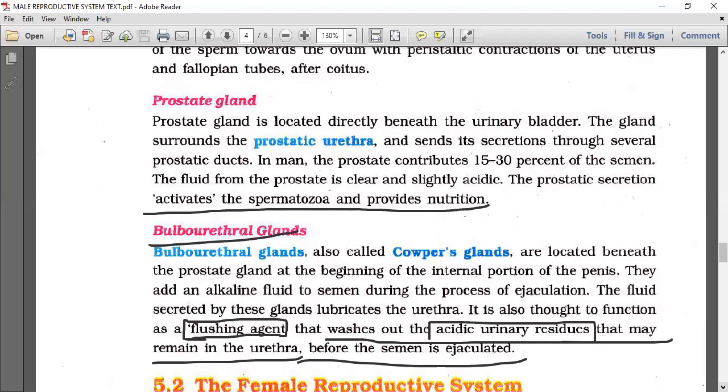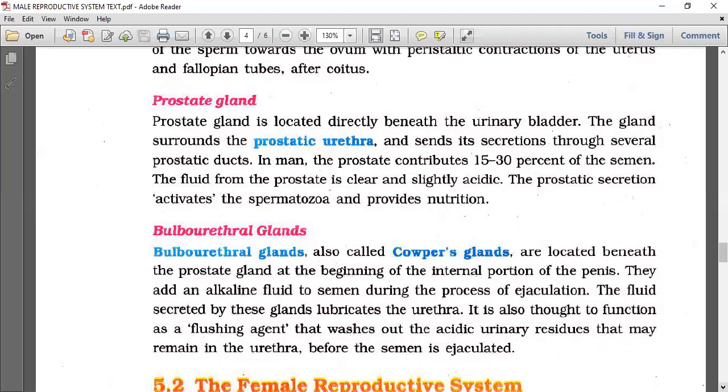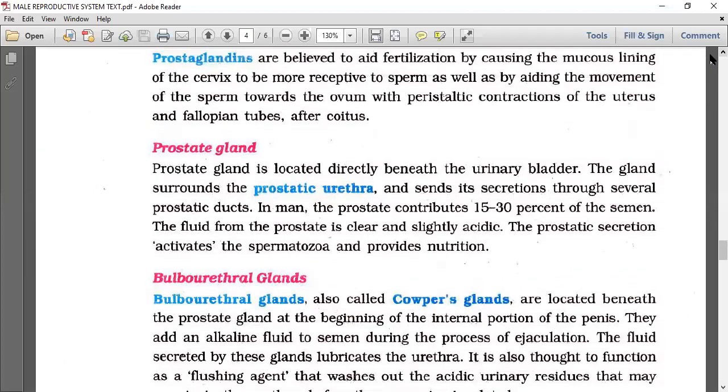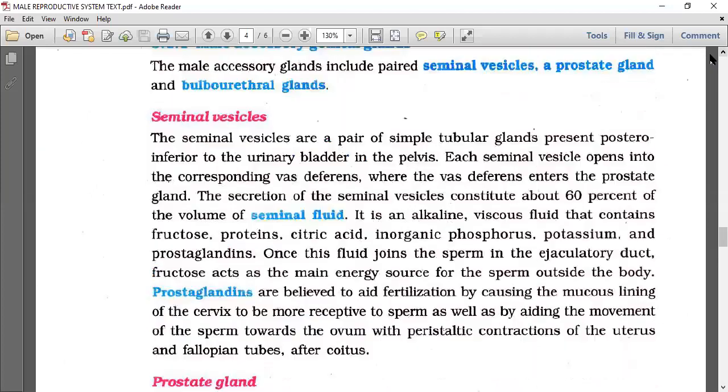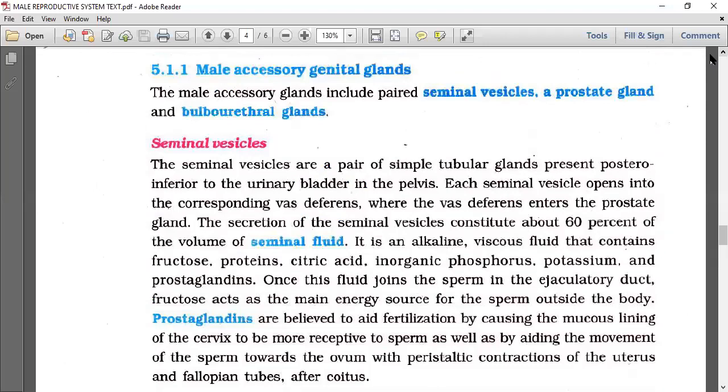Okay, so this is about the accessory glands of the male reproductive system. With this major content, if you make a table, that will be much better. So these are all male accessory genital glands. Okay, and then we have to go with the spermatogenesis process.